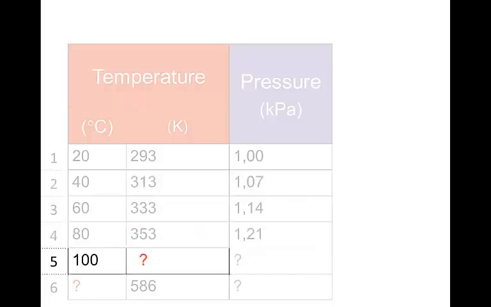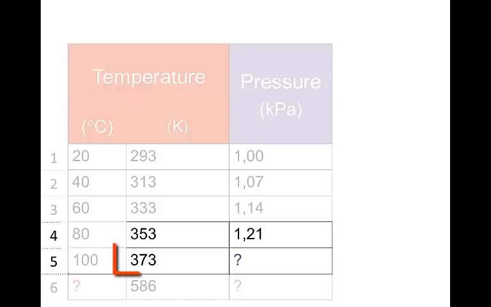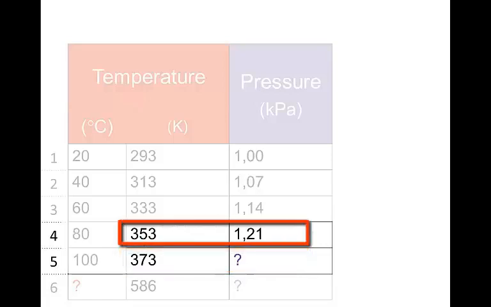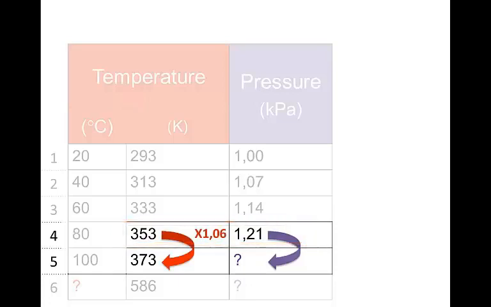So now we need to solve for our unknown values. First of all, of course, we need to convert this temperature in degrees Celsius into Kelvin. We add 273 and we get our answer. Now we need a comparison state to compare with this question state. It really doesn't matter which one we take. Let's take line 4. So by how much have we increased the temperature?